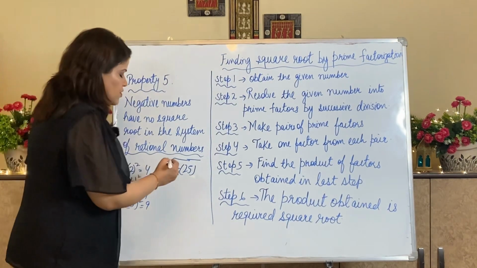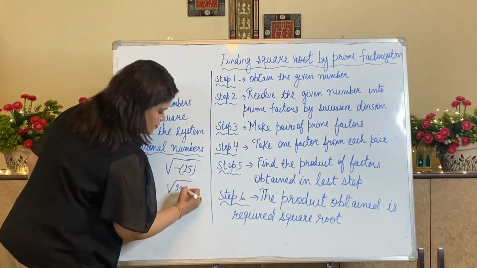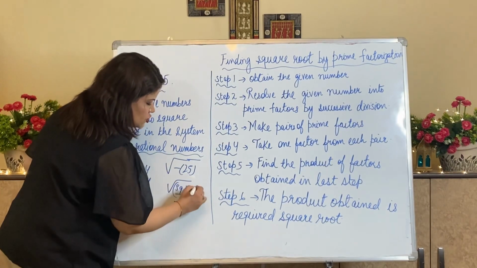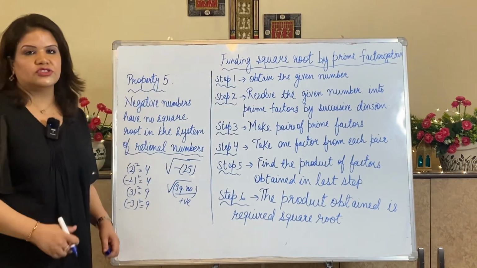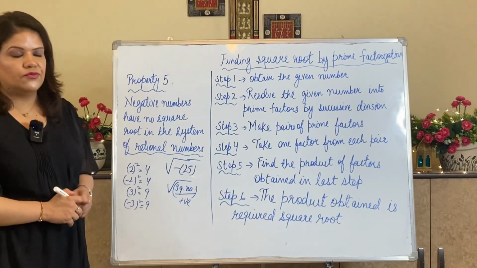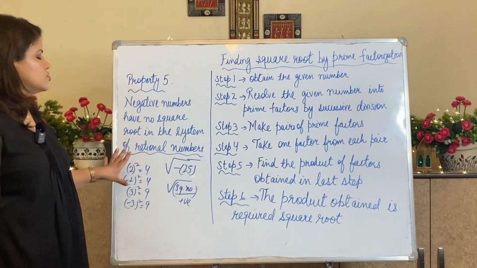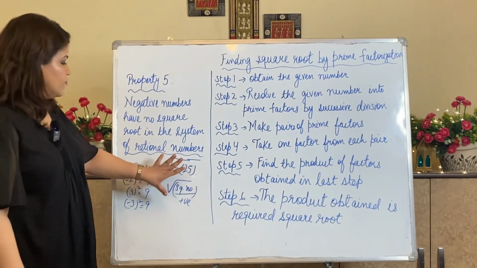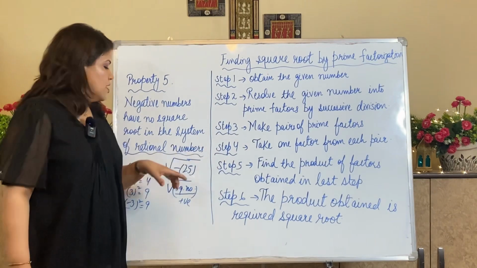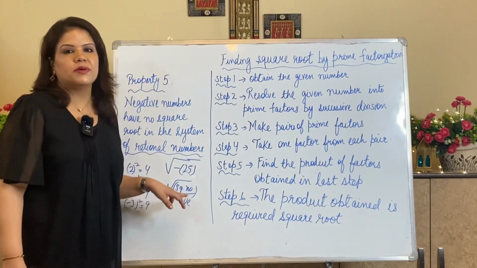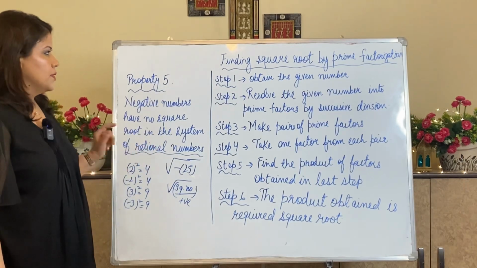So that means if I have to take a perfect square number here, it has to be positive in the system of rational numbers. It cannot be negative. So negative numbers have no square root in the system of rational numbers. For this we have a different field of study of mathematics, but in the system of rational numbers we cannot find the square root of any negative number.